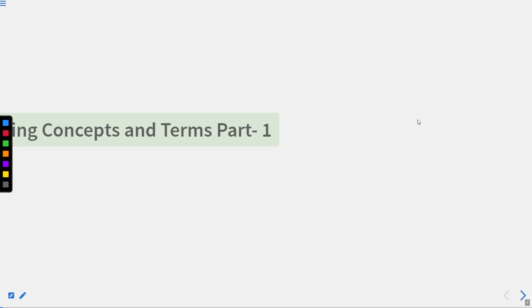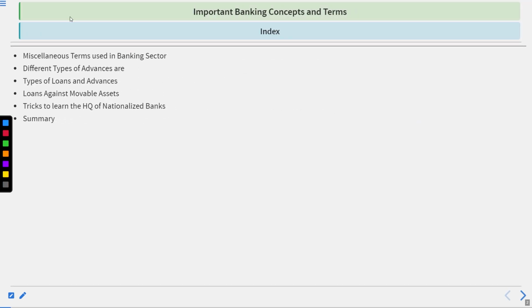All right. Basically in this lecture we will see some miscellaneous terms that are used in the banking sector. We will try to understand their meaning. Then we will see the different types of advances, types of loans and advances, the loans against movable assets, and also we will learn some tricks to remember the headquarters of nationalized banks.